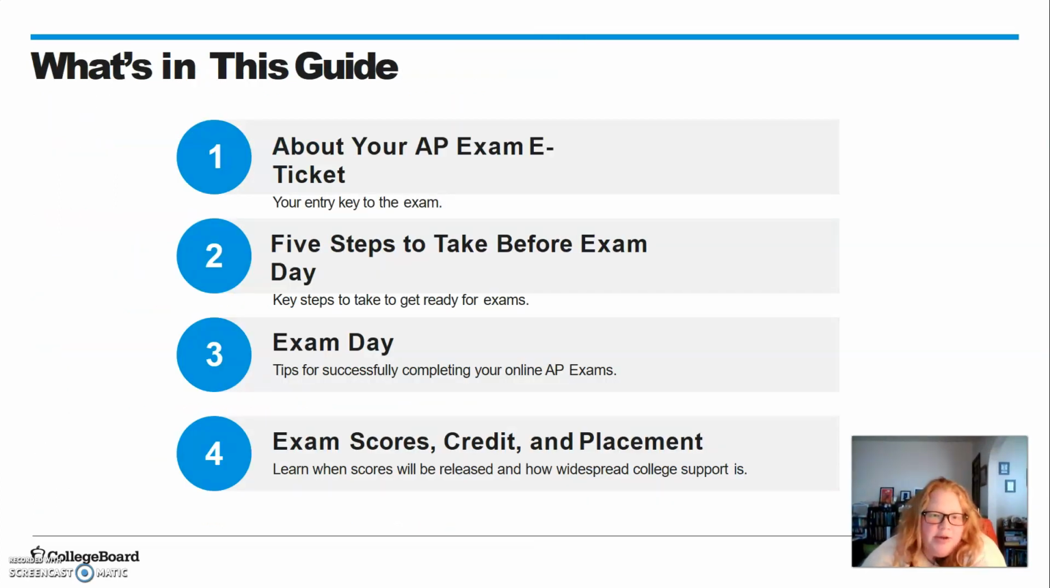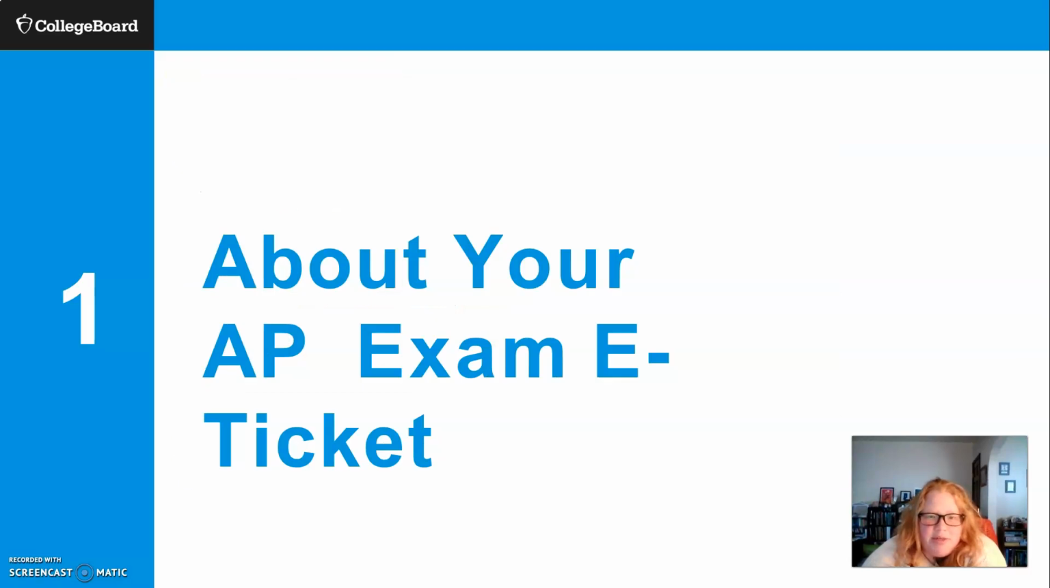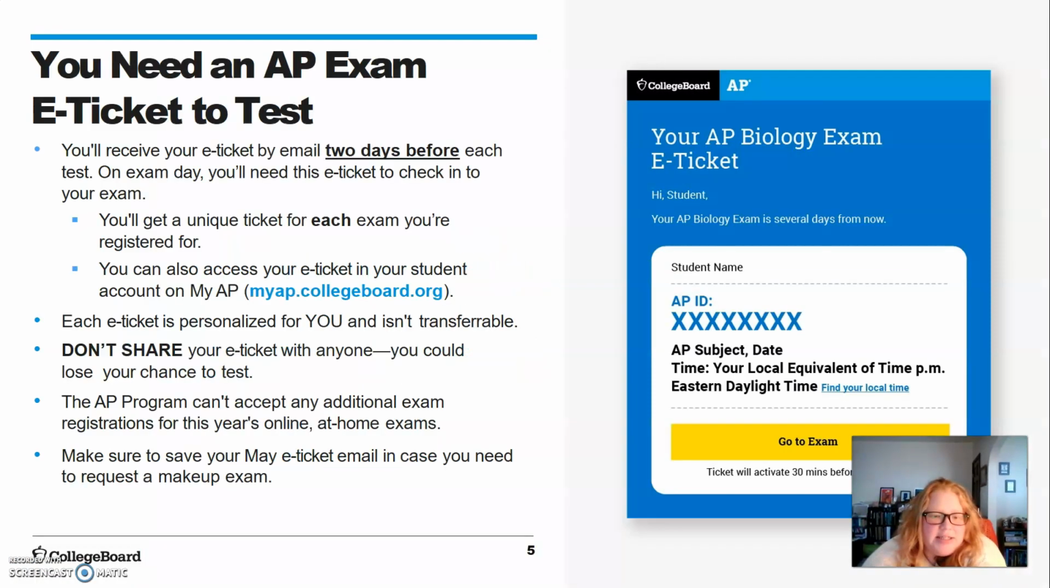Okay, so this guide, we got 4 main parts, starting with about your AP exam ticket. You are receiving your ticket by email 48 hours before your test. Each ticket is different, and you can also access it by signing into your College Board account. This goes to the email that's on file with College Board. If you want to change that email, that deadline is tomorrow, the 7th, okay? So make sure, this is why I've been asking, are you getting the emails? Because it's coming to that email address. Don't share it with anyone. It's non-transferable.